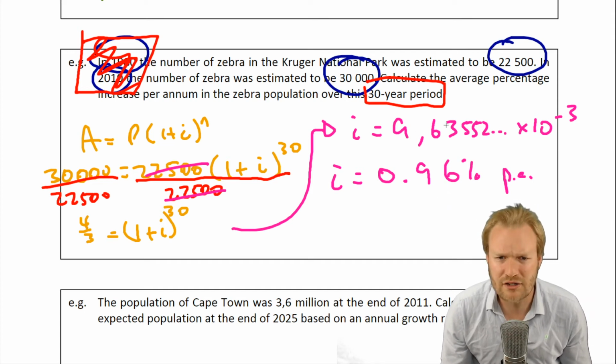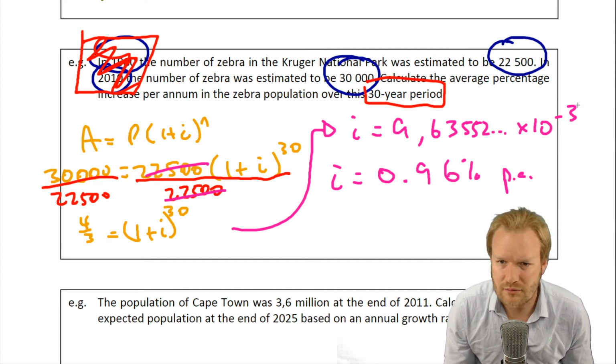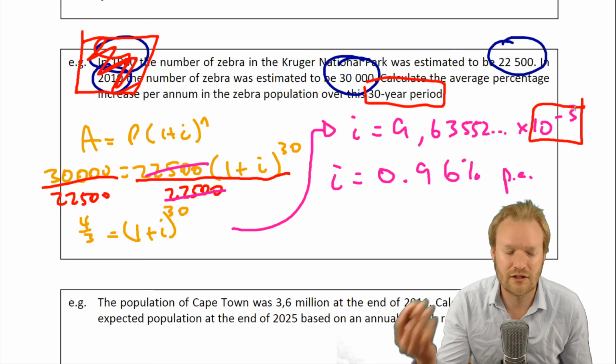Okay, so it wasn't too bad. Remember, this here is just so that I can show on your calculator a bit more clearly.